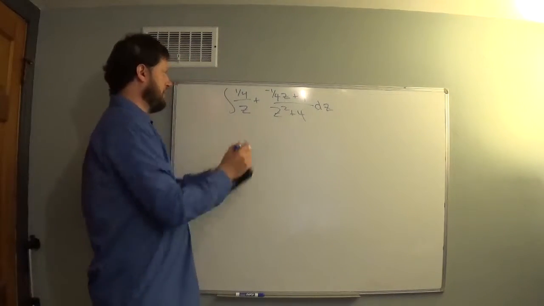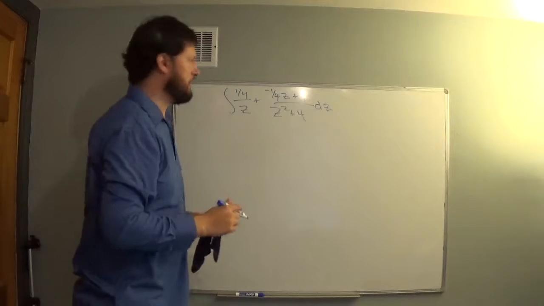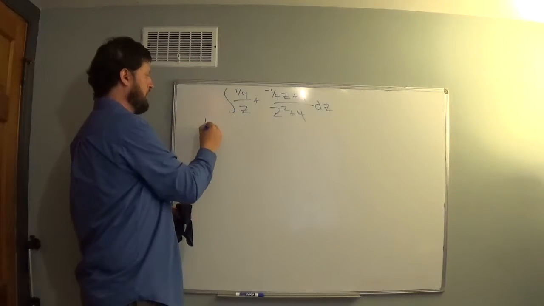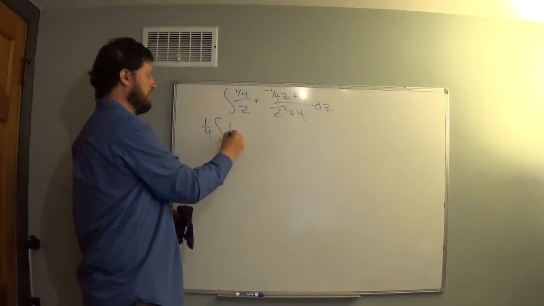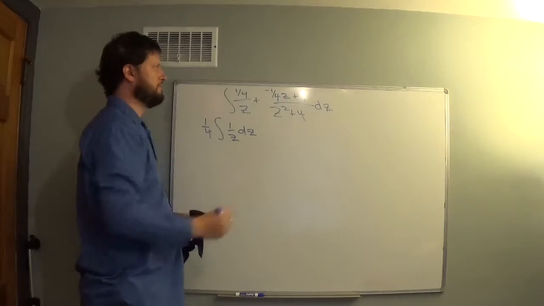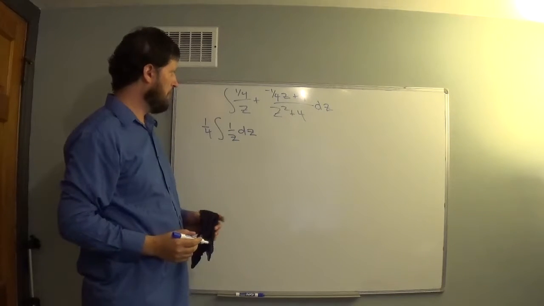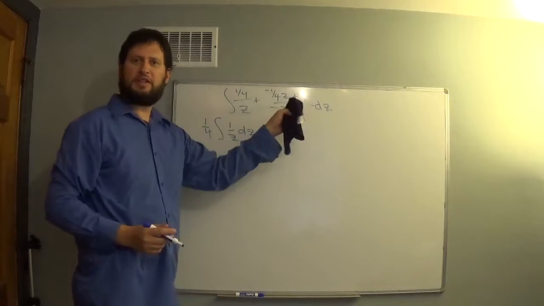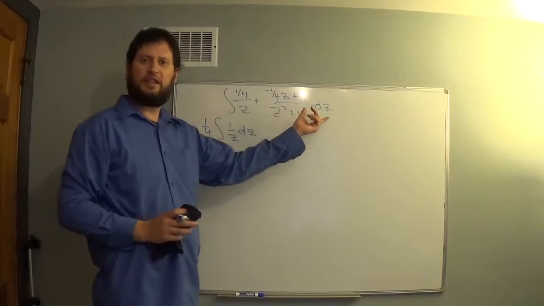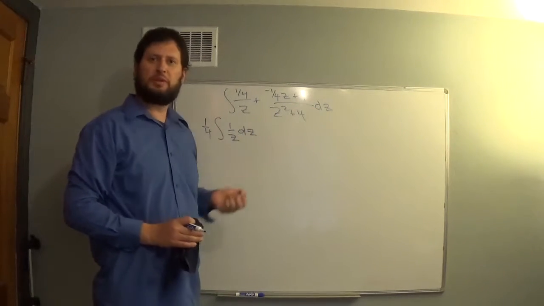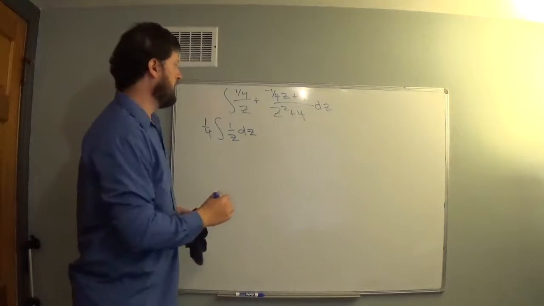This first piece, so we're going to break that up into two separate integrals. The first piece is then written as 1/4 integral of 1 over Z, dz. And then I'm actually going to break this piece up. We've seen something like this in the past. It's a little trick, an algebra trick that we have to use in order to get to a solution.